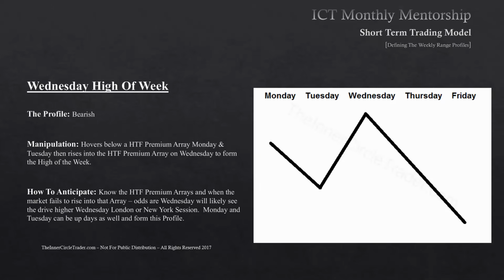You anticipate this by knowing the higher time frame premium arrays, and when the market fails to rise into that array, odds are Wednesday will likely see the drive higher, Wednesday's London Open and or New York session. Monday and Tuesday can be up days as well to form this profile. Just like we mentioned for Wednesday low of week, the London Open high on Wednesday can be ran out on Wednesday's New York session and still create the high of the week. So have that in your notes.